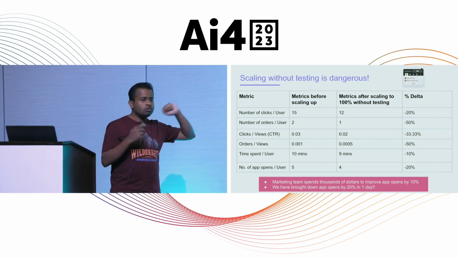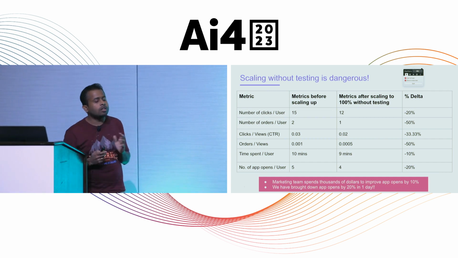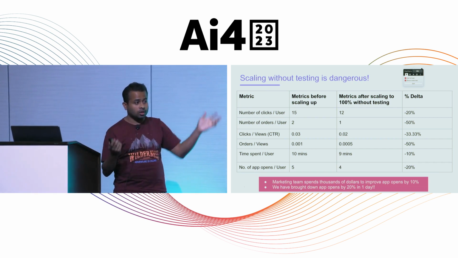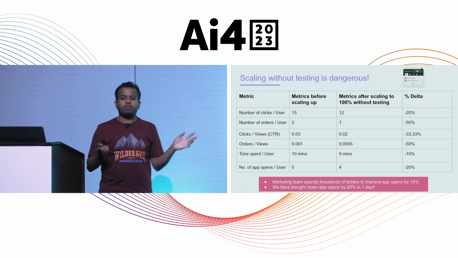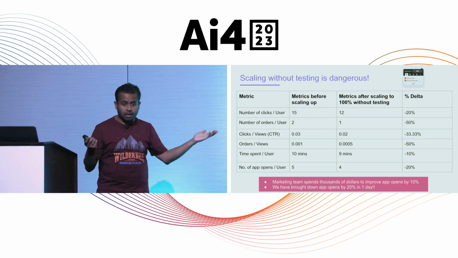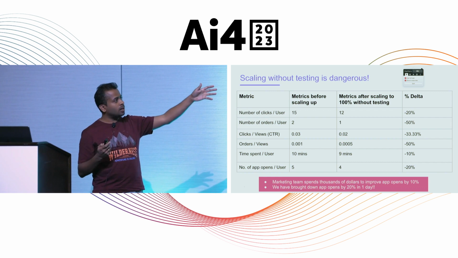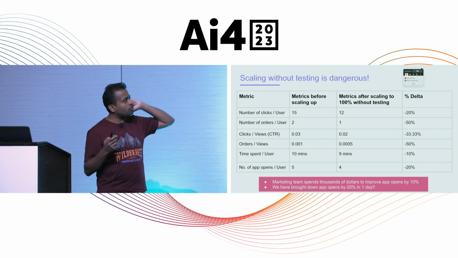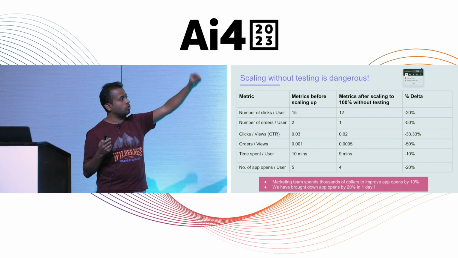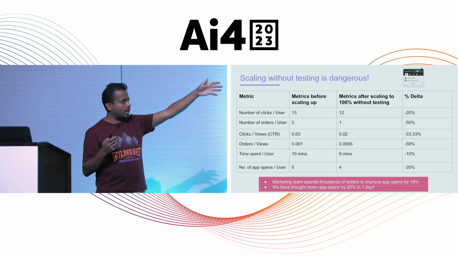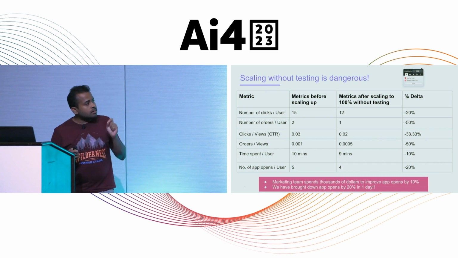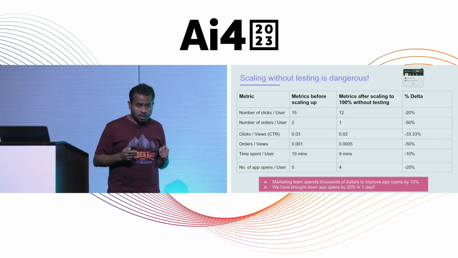But let's assume that you have come up with an awesome solution and you know that in some other company this solution has worked. You are super confident of the solution, so you directly go ahead and scale it up. But the bad news is that all the metrics go down. You can see that the number of clicks per user has gone down from 15 to 12, and so on and so forth. All the metrics have tanked. This is a disaster. Such things should never be encouraged.